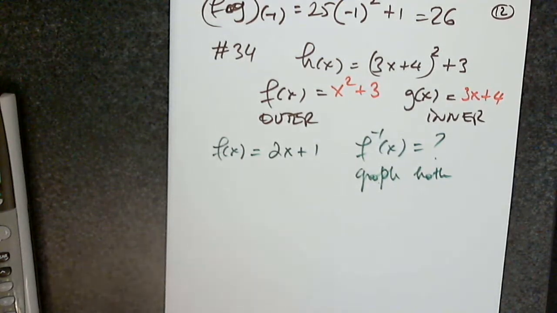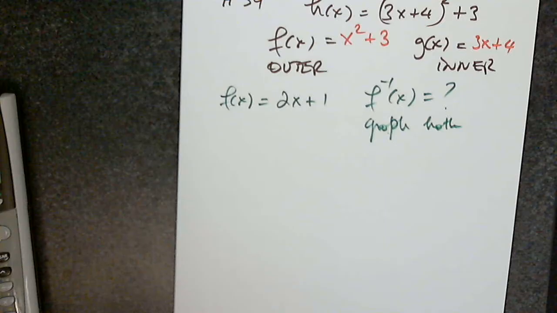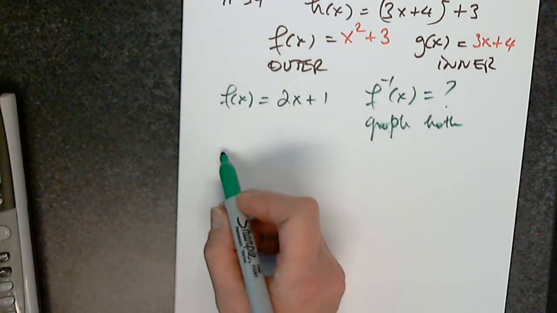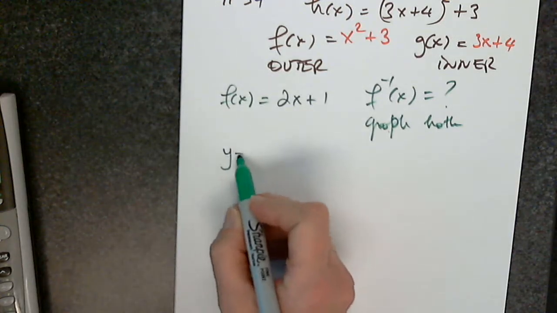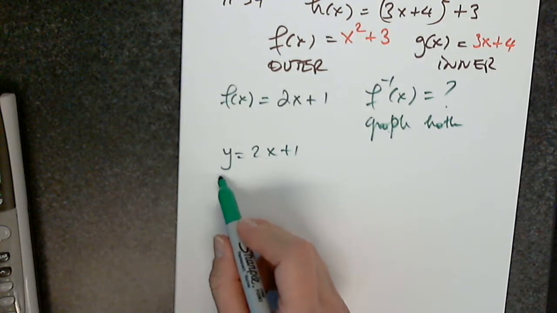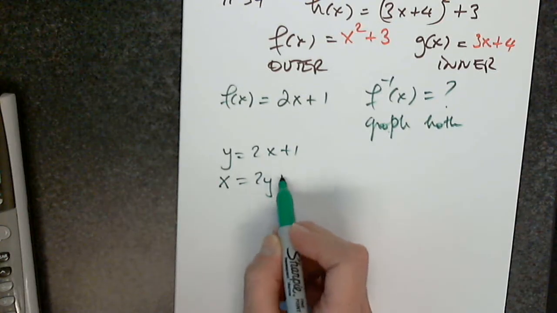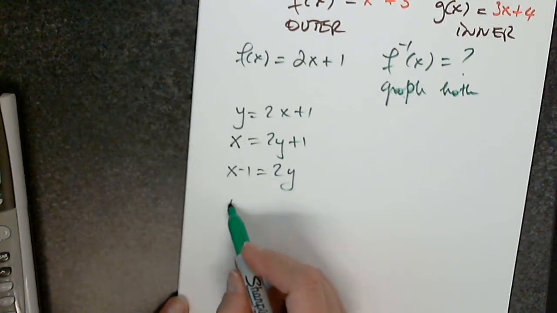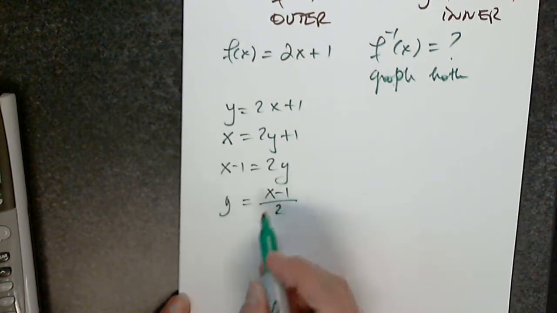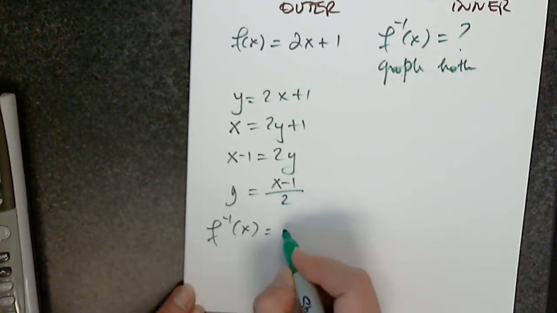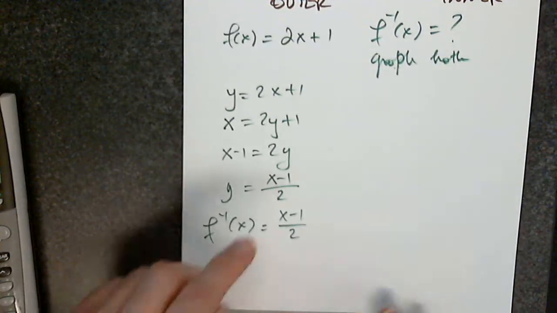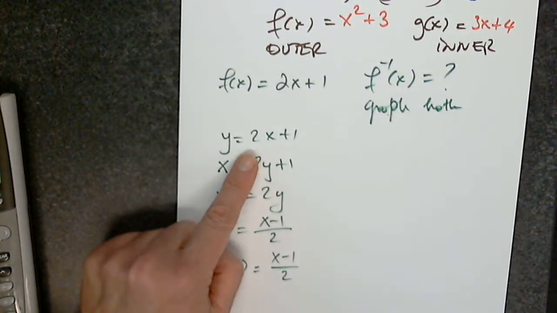Can anyone give us the first step for finding f inverse? You want y equals 2x plus 1, then replace, so x equals 2y plus 1, subtract 1, so x minus 1 equals 2y. Do you agree with x minus 1 divided by 2 as the inverse function? Okay, now I would like to graph this first.